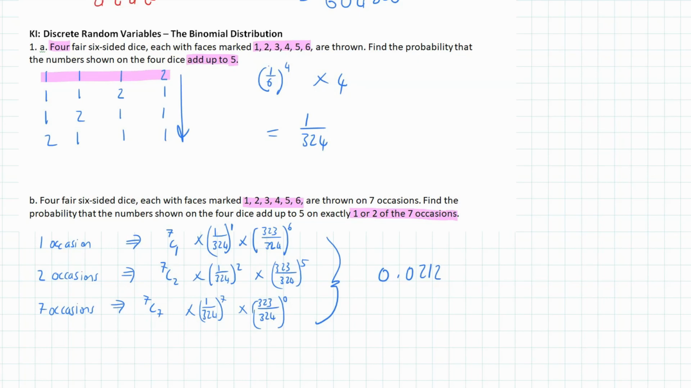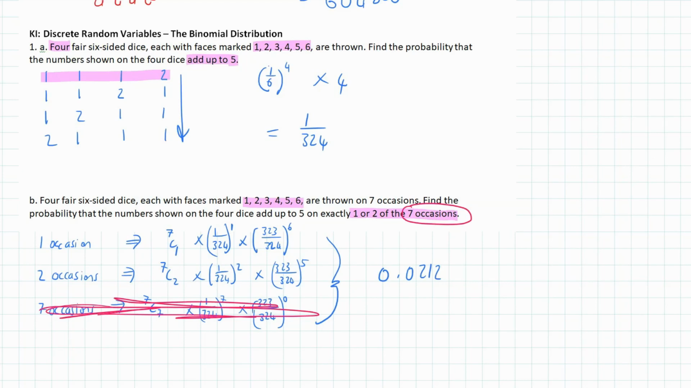Oh, you know what? I've just realised I made a mistake. I didn't read the question properly. 1 or 2 of the 7 occasions. So we actually don't need 7 occasions. That kind of makes sense. I'm not sure why. So let's go back to the drawing board on that one. Sorry about that, team. So it should be 7 times 1 over 324 times 323 over 324. Whoopsie. And that's to the power of 6.